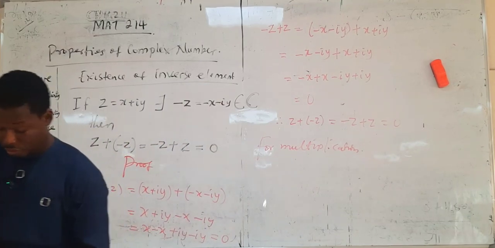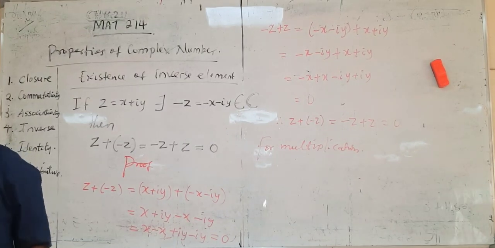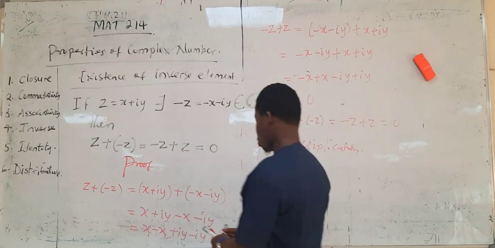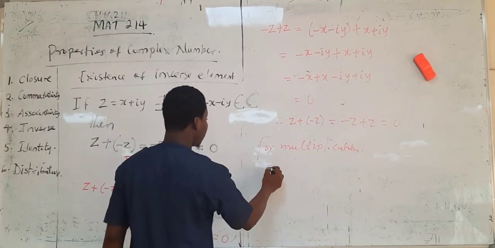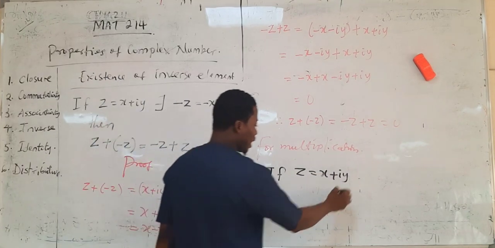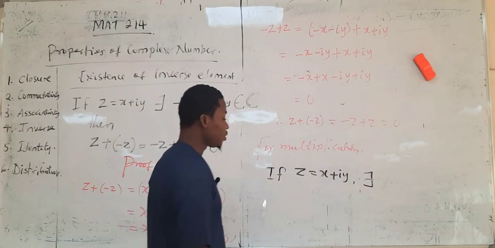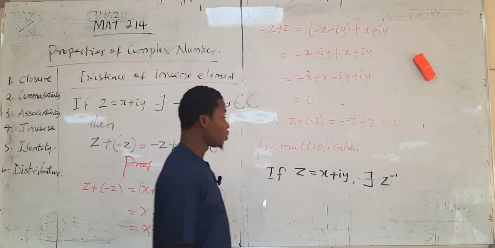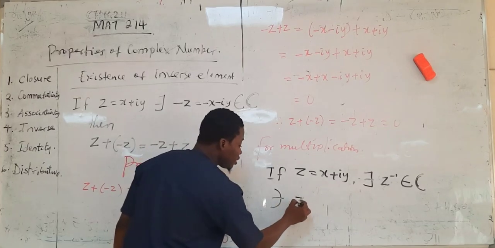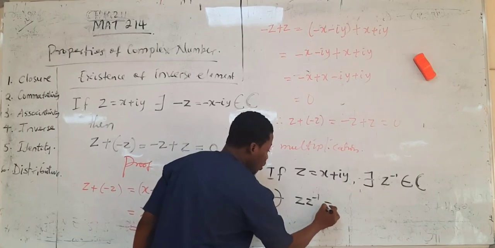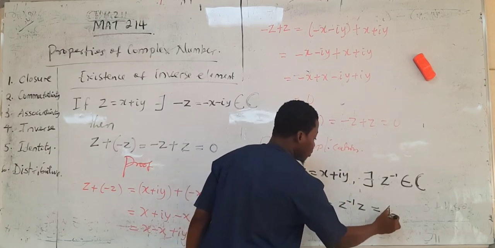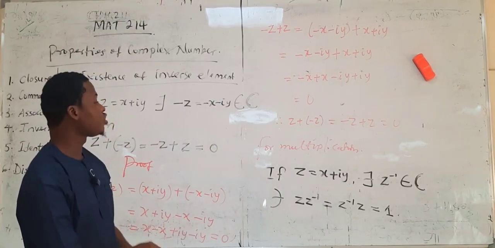So what happens for multiplicative inverse? So we say that if z, which is x plus iy, is a complex number, then there exists z inverse, which is an element of the complex numbers, such that z z inverse is equal to z inverse z, which is equal to 1. So this is the statement for the multiplicative inverse.